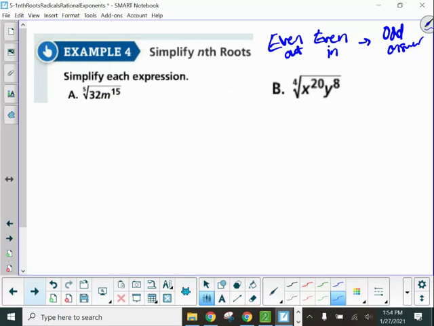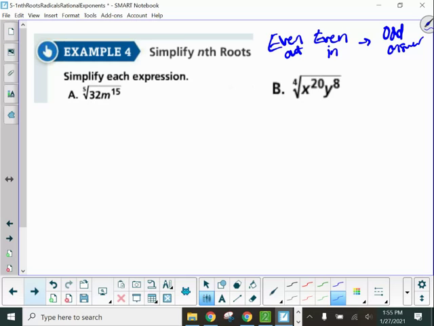The next thing we're going to look at is simplifying nth roots. So a lot of these ones are going to simplify completely, and when we get into 5.2, we're going to have some things that are not going to simplify completely. So for today, you really shouldn't have anything left in the radical. Everything should go completely. So part A, we have the fifth root of 32 m to the 15th power.